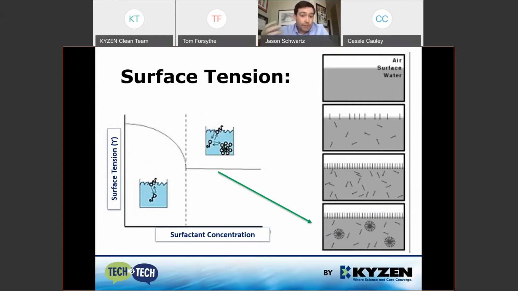Surface tension, not surprisingly, is a function of surfactant concentration. As you increase surfactant concentration, the surface tension drops up until a critical point. This point is called the critical micelle concentration. And it's interesting because after this, as you can see on the pictures on the right, all of the surfactant has covered that air-water interface. And the extra surfactant goes into building what are super molecules, basically micelles.